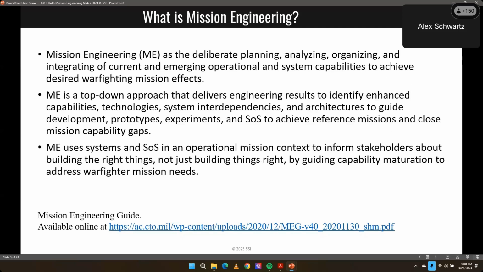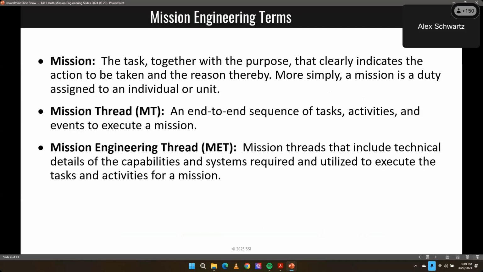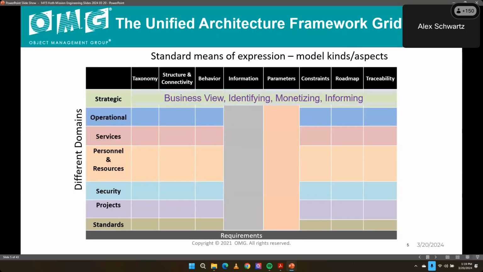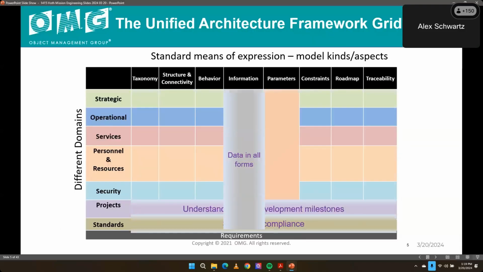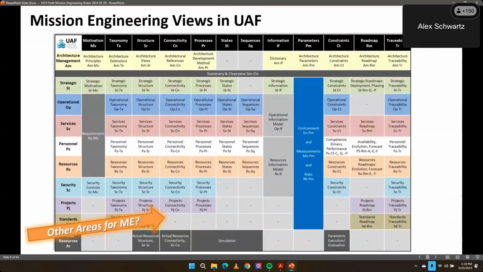Everybody knows what mission engineering is because we already had Hause explain that. So we'll keep going. We'll jump down to the last one. It's just systems and systems of systems in your operational context. And basically, I describe it as, can we do what we want with what we have? And that's a lot of the purpose of mission engineering. So the elements here, the mission thread, and the mission engineering thread, you've already seen this one, so we're skipping through. See how quickly we're getting through the slides?